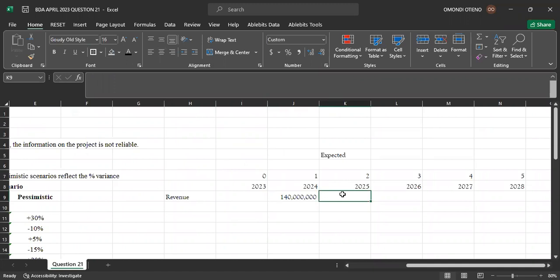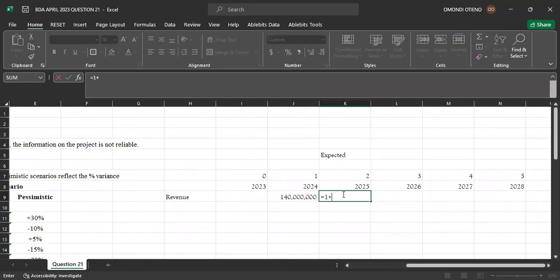We can all remember what we did the other time. Somebody will come and say it is 1 plus 5%, then they multiply by this. Somebody will also say, okay, it is not 1 plus 5%, it is 105%, then they multiply by that. And 105%, if you convert to a decimal, is 1.05. So whichever option you take, you will still get the answer.